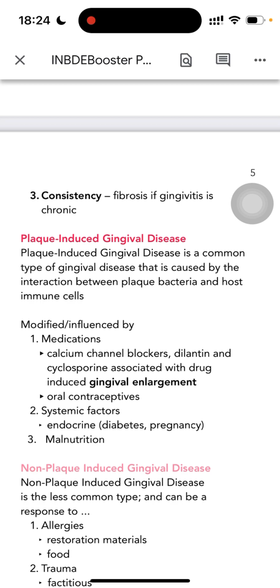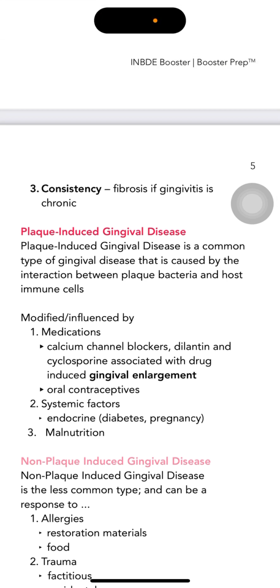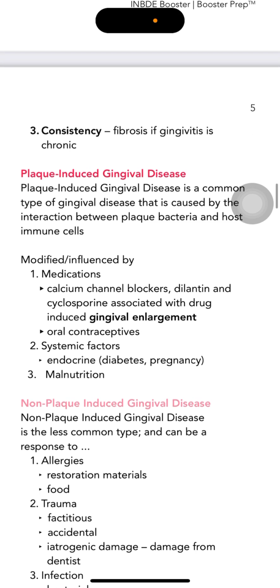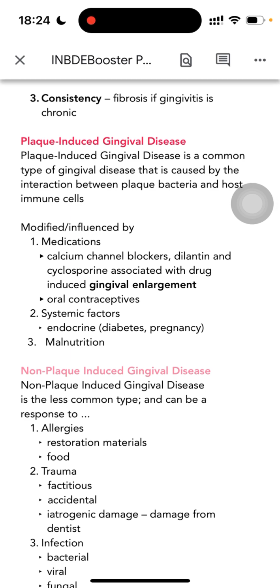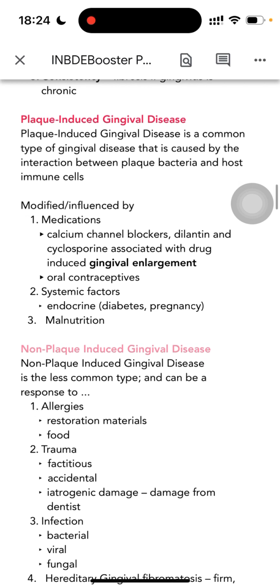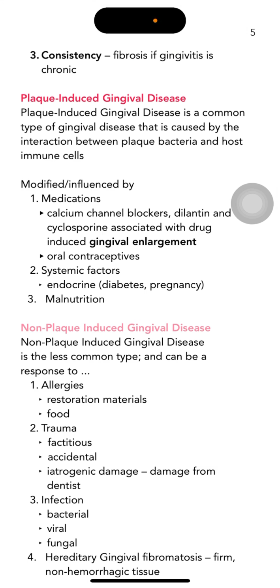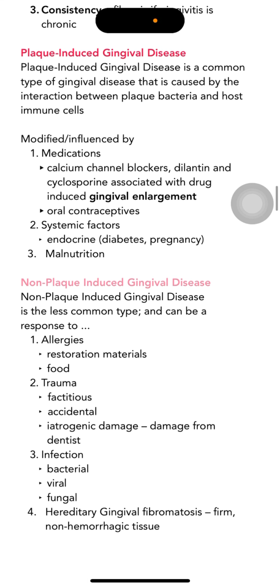Plaque-induced gingival disease is a common type of gingival disease caused by the interaction between plaque bacteria and host immune cells, modified or influenced by medications: calcium channel blockers, Dilantin, and cyclosporine associated with drug-induced gingival enlargement; oral contraceptives; and systemic factors such as endocrine changes, diabetes, pregnancy, and malnutrition.